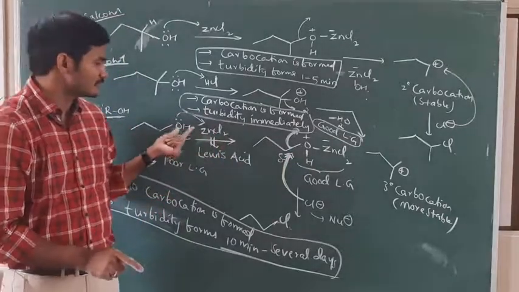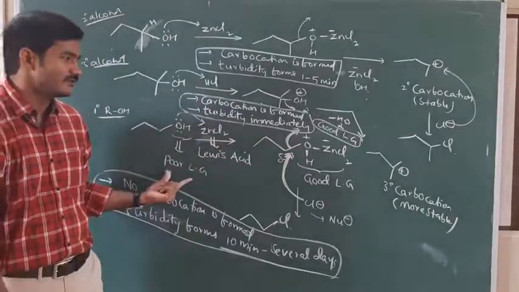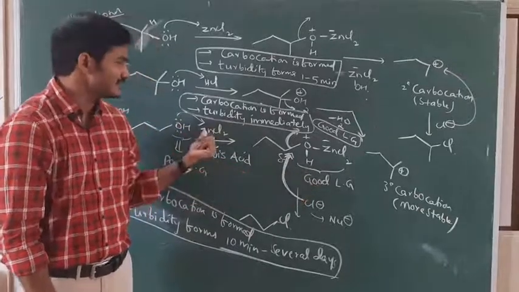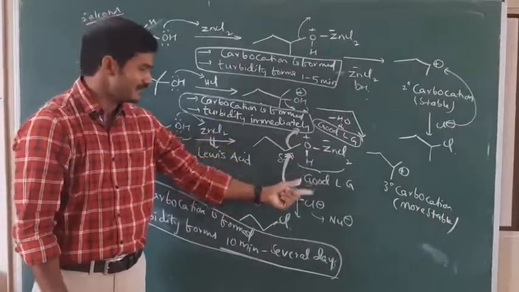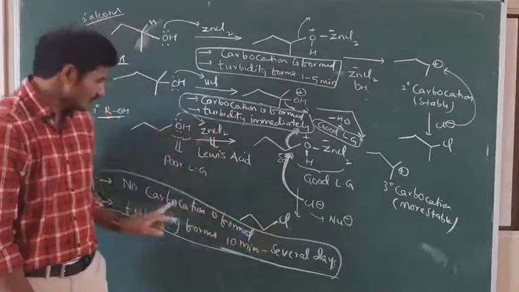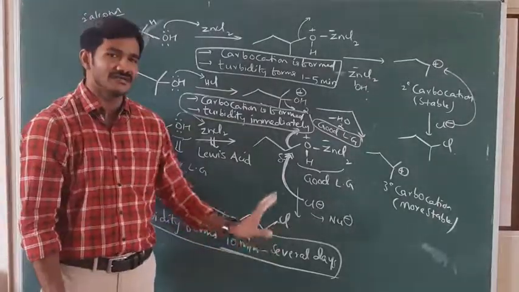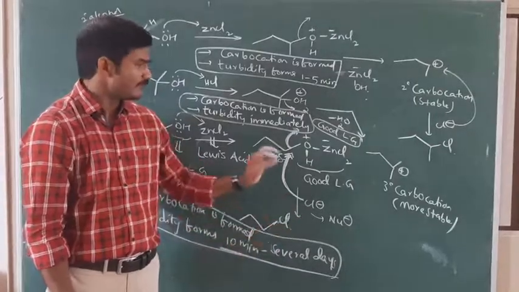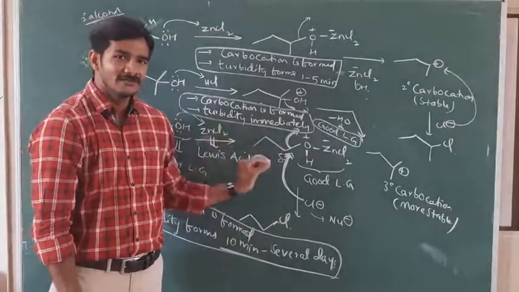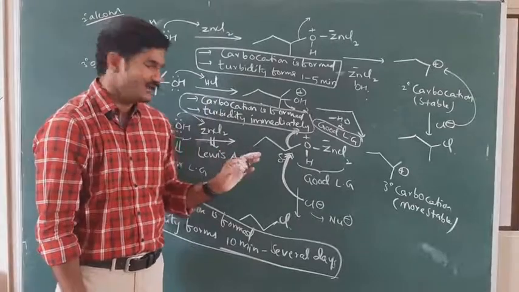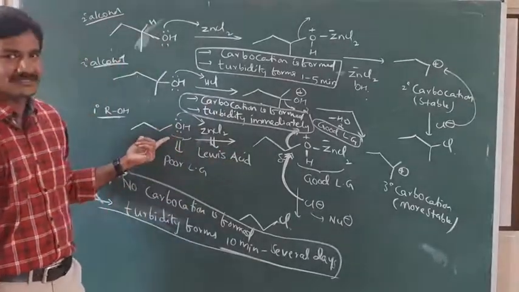To eliminate OH. OH is not a good leaving group. To eliminate it as a good leaving group, we are taking ZnCl2 here, and this group is eliminated and we get the product. So no carbocation is formed here, and turbidity forms in 10 minutes to several days because of the poor reactivity of primary carbocation, which is very less stable, and primary alcohols are less reactive.